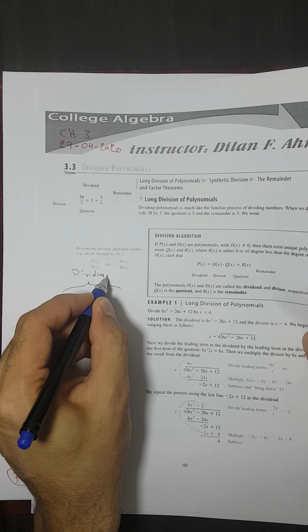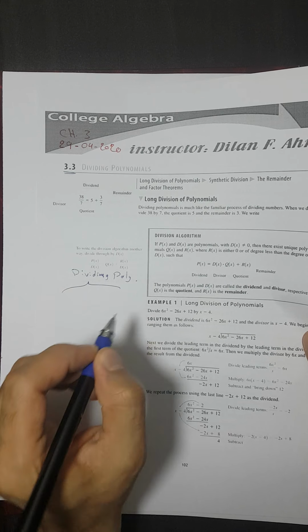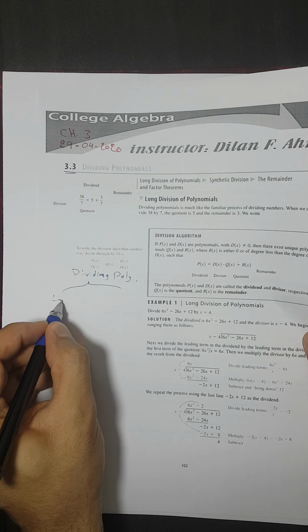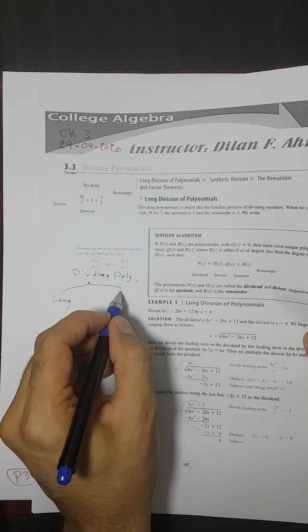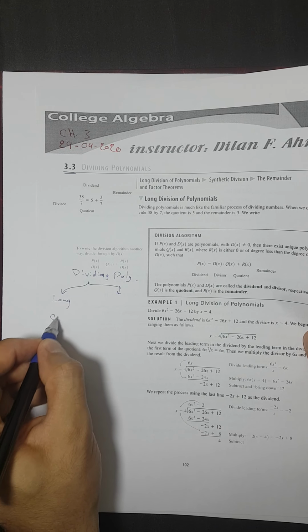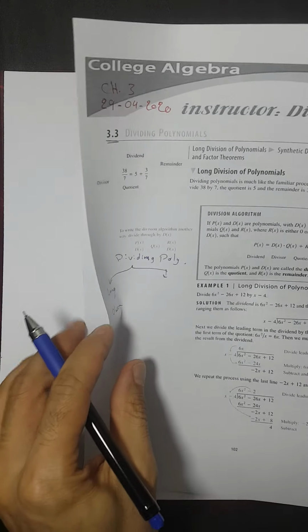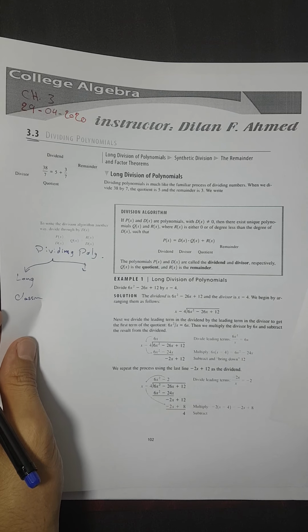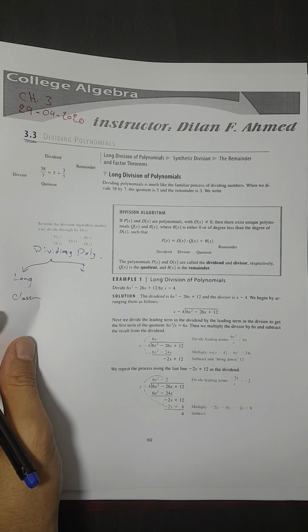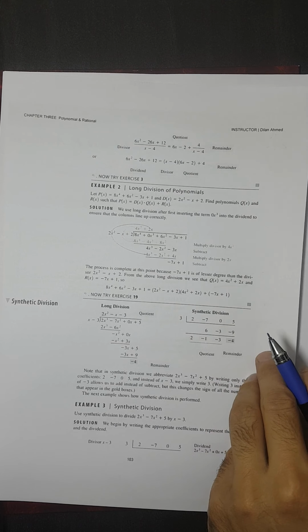Dividing polynomials. The first one is long division, which is a classical one, and the second one is the synthetic way. I will show you. Here's the synthetic division.